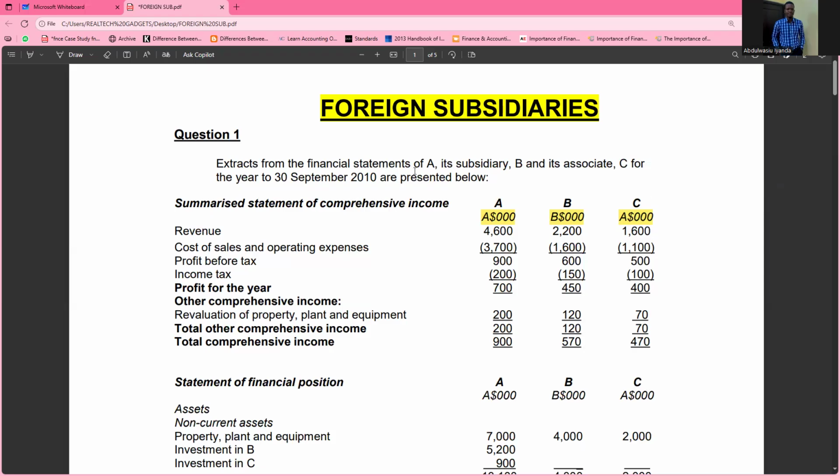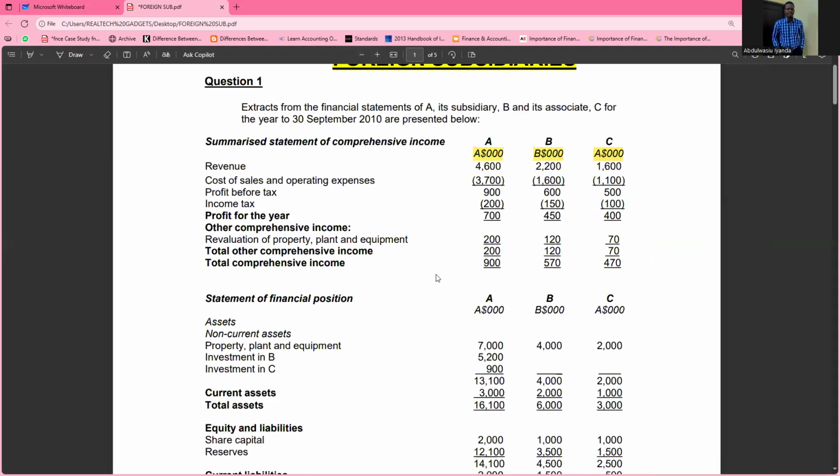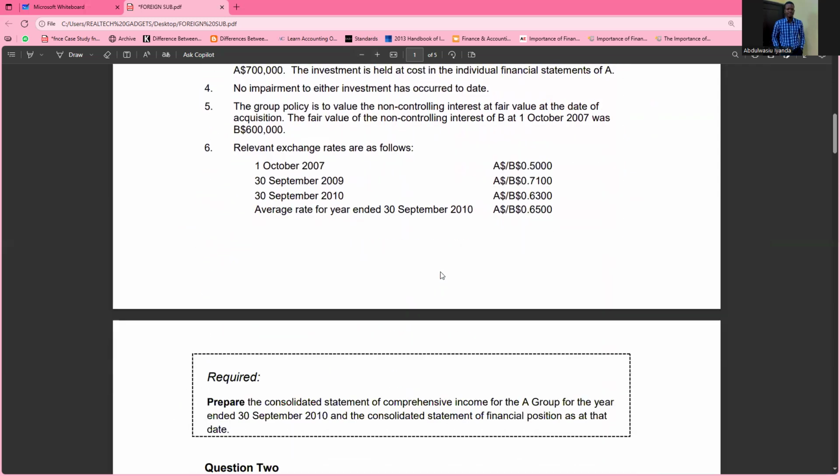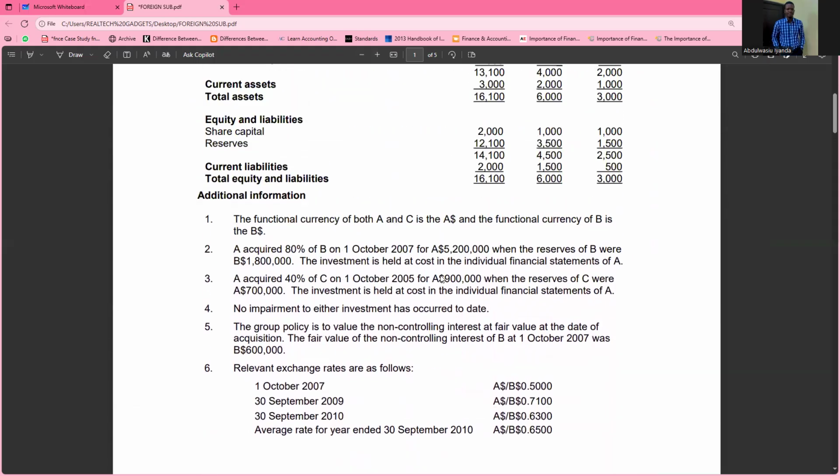They say extract from the statement of financial position: A, its subsidiary is B and its associate is C. So A is the parent. You can see now that our subsidiary is located in another jurisdiction because its currency is not the same. So this is the P or L, and this is also the statement of financial position. It's just a one-page question.